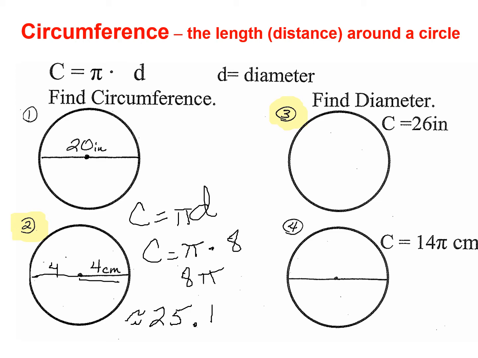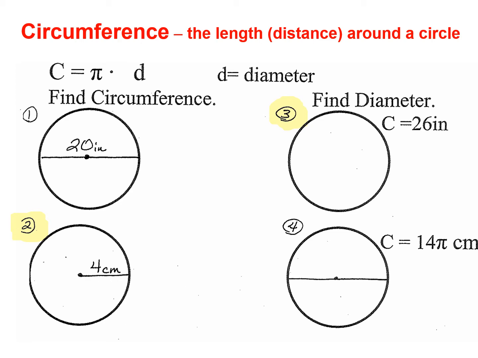Alright, so what if I told you to work it backwards? Find the diameter. Well, there's not a diameter formula. Diameter is just diameter, but I gave you the circumference. So if you have a circumference in the problem, you're going to use the circumference formula. So circumference is pi times diameter. What is C? C is 26, so we're going to put the 26 here. And then pi times D. What am I trying to do? I'm trying to get D, diameter.